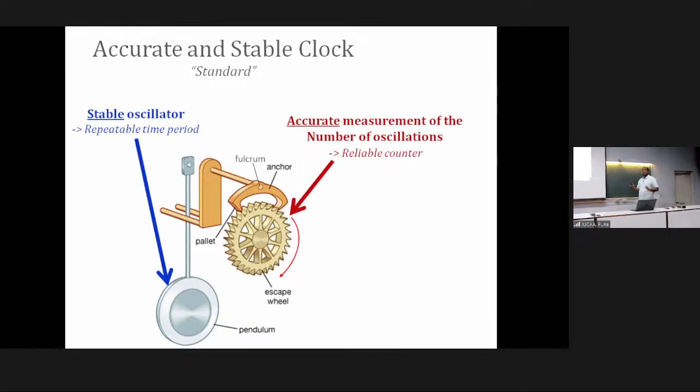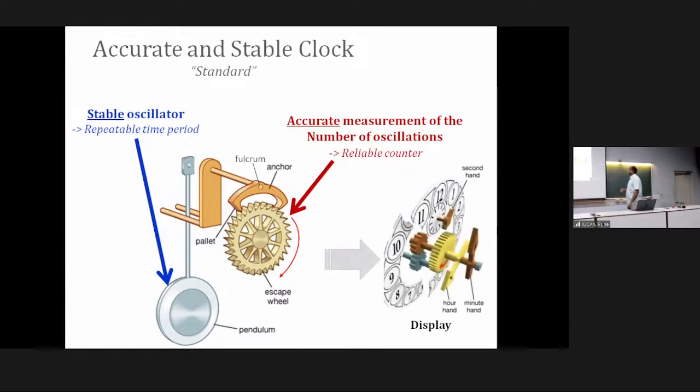So to make a very stable, very accurate clock, what do we need to have? We have to have an oscillator which is very stable, so its oscillation period should be constant. It should not change in every oscillation. And we need to have a very reliable counter so that it doesn't miss any count. Let's say this pendulum has an oscillation period of 1 second. In case this counter misses just one count, then it will give you 1 second inaccuracy. And that's why these early days clocks, even every day, used to get slow a little bit because these counters are not really precise and accurate and exact.